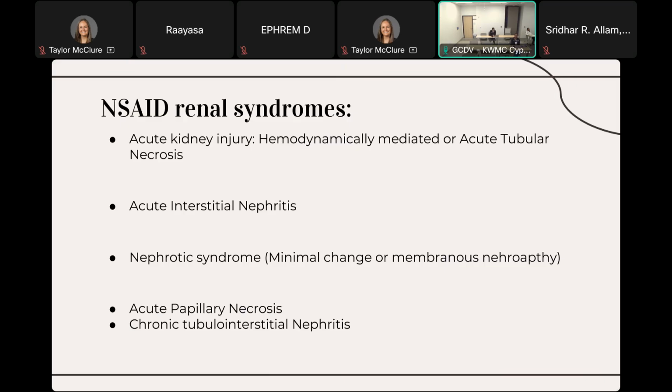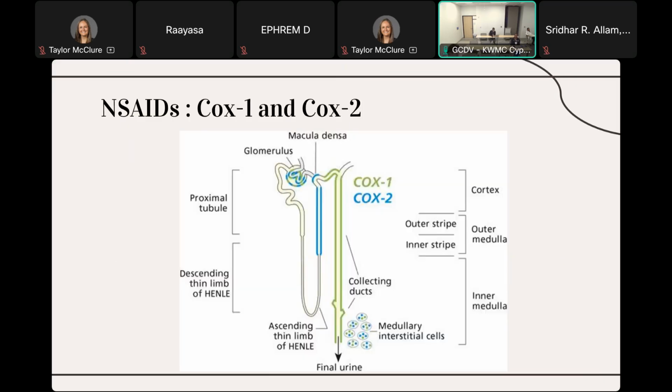So how? Because what we just talked about on the previous slide does not explain any of the other things, right? How does it cause nephrotic syndrome? How does it cause acute interstitial nephritis? It turns out that in the nephron, there are two types of cyclooxygenases, cyclooxygenase 1 and cyclooxygenase 2. And the function of a lot of the nephron depends on the ratios of cyclooxygenase 1 and cyclooxygenase 2.